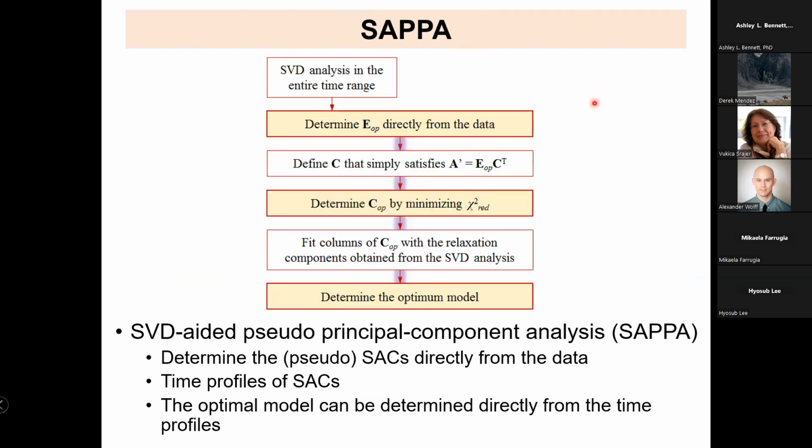In SAPA, we skip this time-consuming, troublesome process of determining the candidate kinetic models and also their verification. Instead, the optimal kinetic models can be directly determined from the result of SVD analysis. Let me illustrate this process with some examples.